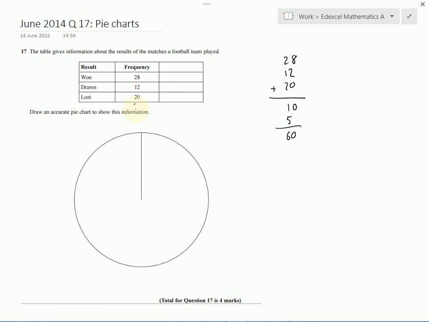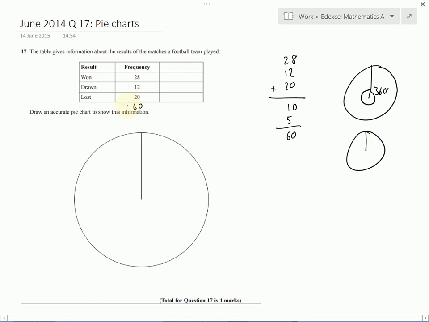So there are 60 games in total that the football team has played, and that helps us because if we've got a pie chart and we're trying to measure the angles, all of the angles in our pie chart should add up to 360 degrees. So if we were to draw a pie chart with sections of pie for every single game this football team has played, and there are 60 of them, we could work out the size of each slice of pie by doing 360 divided by 60. So 360 divided by the total number of games, which is 60, is the same as 36 divided by 6, which is 6 degrees.